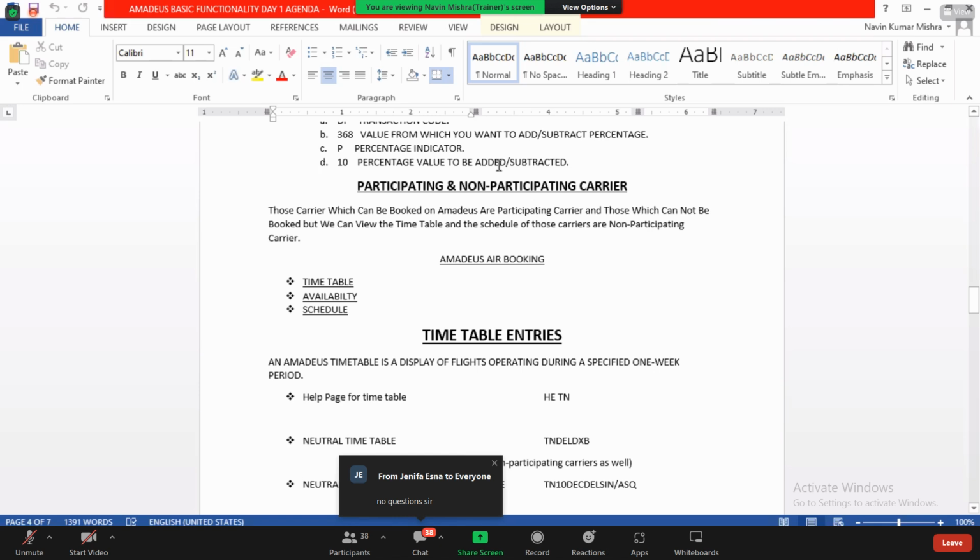Now, let's move to the next topic. That's very important, so please pay attention. Amadeus is used to create bookings for airlines. Can all airlines be booked on Amadeus? Tell me yes or no. Can I book all types of airlines on Amadeus? No, we cannot book all types of airlines, and not all airlines can be booked through Amadeus.